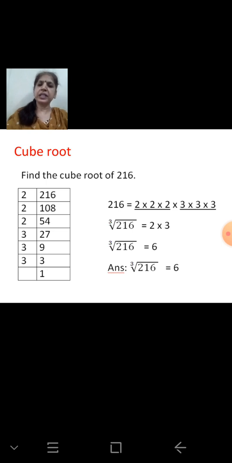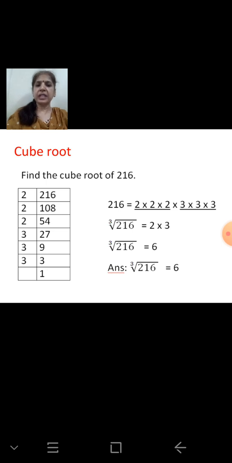So 216 divided by 2. As we know, 2 ones are 2. Then the next digit comes 1. It's not divisible. So what do you do? Put 0 and then take 16 together. So the number becomes 108.